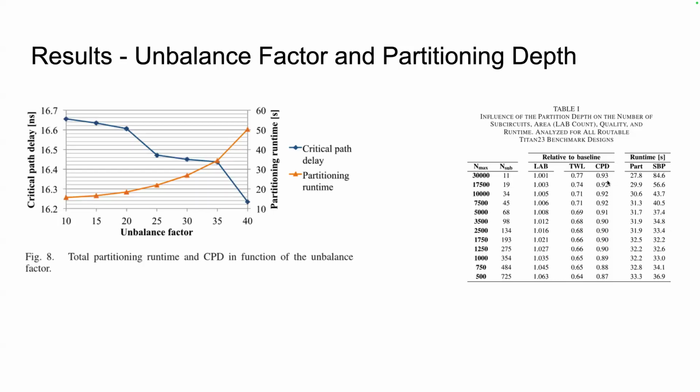QoR wise, you see an improvement in both wire length and CPD. They found out that 2,500 is a good middle ground to just stop at because you lose a lot of density as you go to 725 subcircuits, 725 partitions. You lose like 6% of the density. So they said that 2,500 is good enough. We're just going to use that. They get 32% better wire length and 10% better CPD.